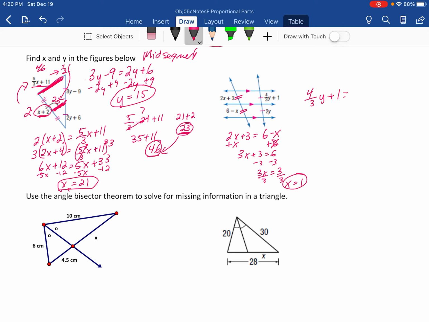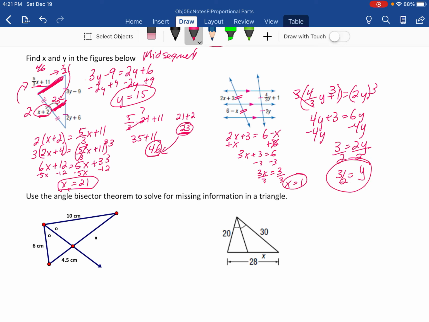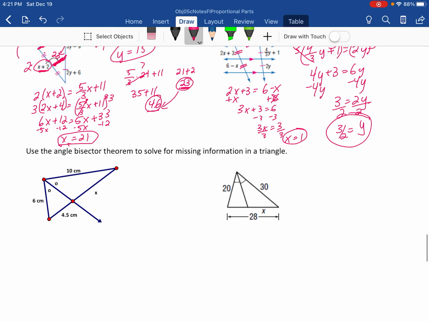And then on the other side, I have 4/3 y plus 1 is equal to 2y. I multiply by 3 to clear my fractions. Remember that you have to distribute. So it's going to be 4y plus 3 is equal to 6y. I have 3 is equal to 2y. y is equal to 3/2 or 1.5. All right, these next ones will go pretty quickly.